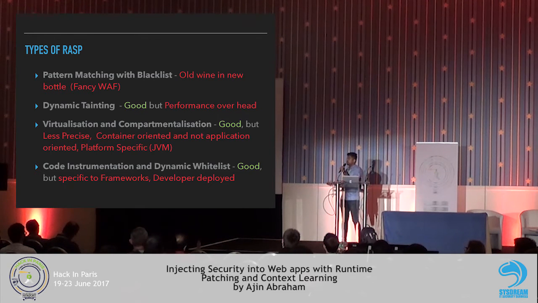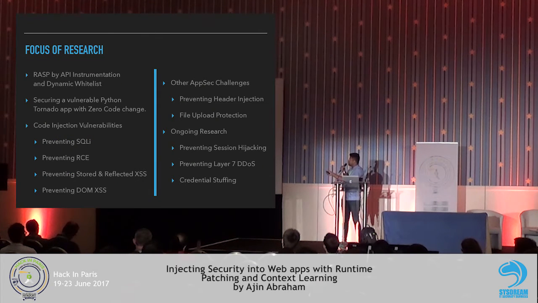It's specific to frameworks. So for a particular product like this RASP to work, you need to have a framework being used in your organization. If you write PHP or Java or Ruby or Python code from scratch, it's pretty much not that useful. But if you have applications built on top of frameworks, this kind of RASP makes a lot of sense. So this is the focus of my research. I'll be talking about RASP by API instrumentation and dynamic whitelist.